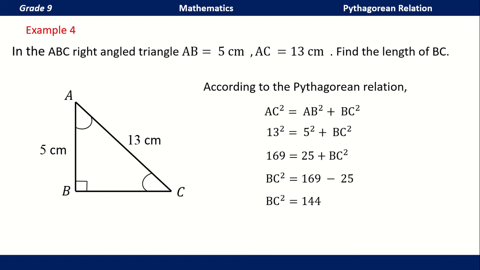Here you will get that BC squared equals 144. To find the value of BC, you have to find the square root of both sides. The square root of BC squared is BC, and the square root of 144 is 12. So now you can write your answer. The length of BC is 12 centimeters. Right.